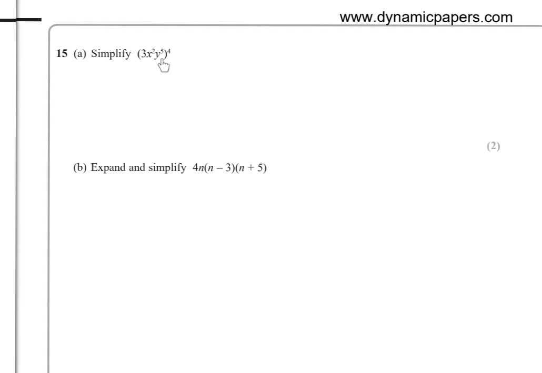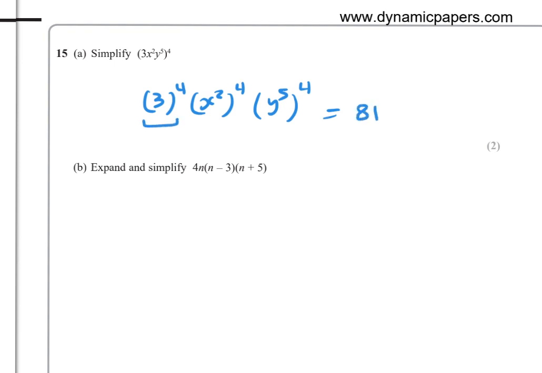Number 15, simplify (3x squared y power 5) all power 4, distribute the power. So you have 3 power 4, (x power 2) all power 4, (y power 5) all power 4. 3 power 4 equals 81. If you have power of a power, multiply them, so 2 times 4 is 8, so x power 8. And 5 times 4, 20, so y power 20.